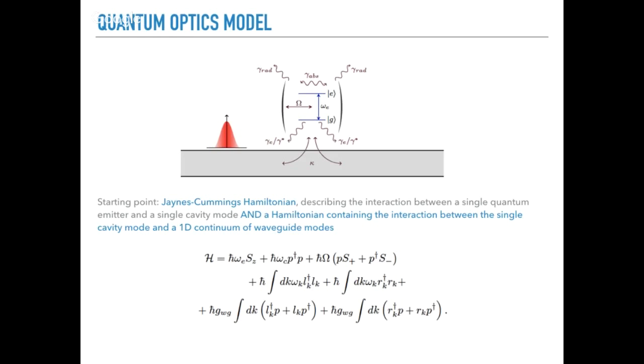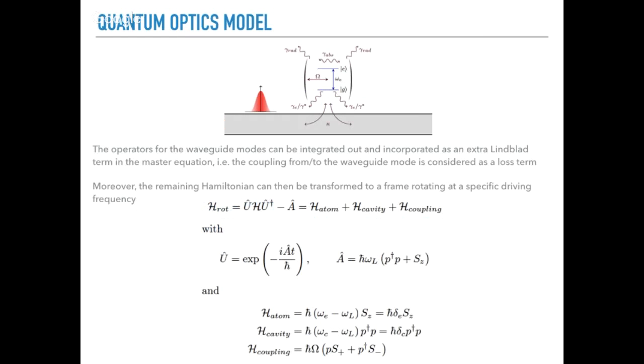So we started from a quantum optics model, where you have your emitter, which we describe as a two-level emitter, which in itself is coupled to a cavity, and that cavity is coupled to a waveguide system. It is described by this Hamiltonian, where you have the terms describing the emitter, the cavity, and the coupling between the emitter and the cavity. These terms all incorporate the left and right traveling waves in a waveguide system. So how can we describe that?